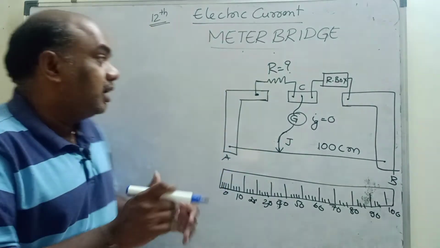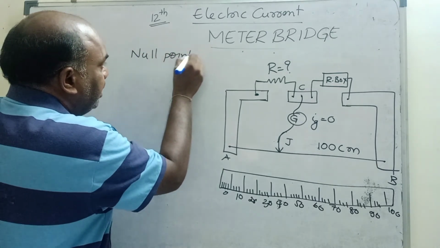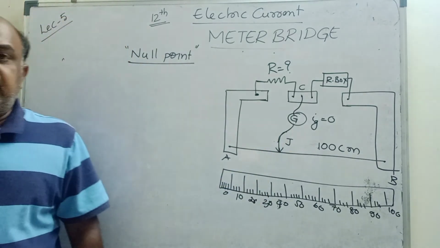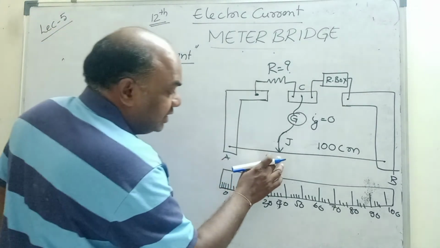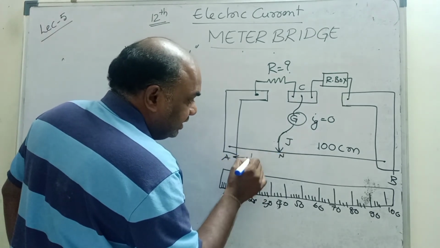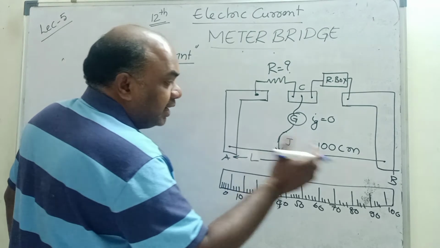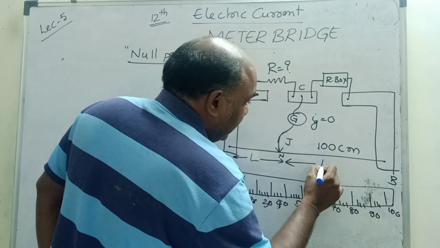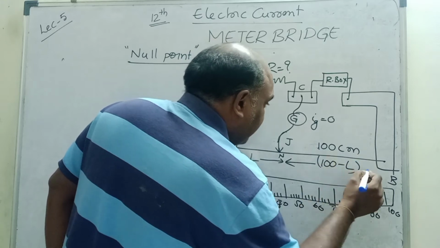That point is called the null point. This is important, children. Null point is very, very important. Null point means where the jockey does not show any reading. That means the galvanometer reading in this circuit is 0. Let us consider this is the null point. From A to the null point, let us consider this distance is L. L is the distance between point A and the null point. Automatically we can say the remaining distance from the null point to B is 100 minus L.